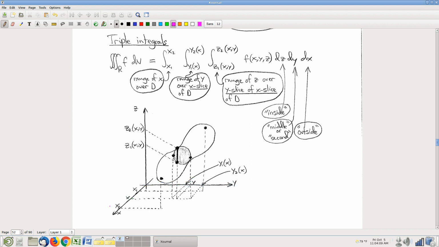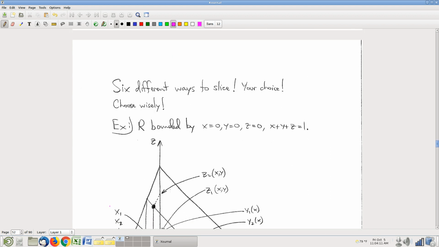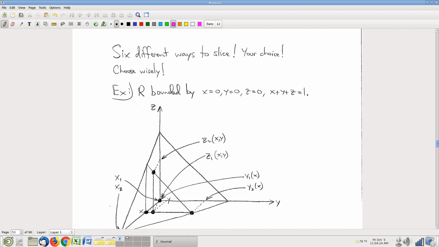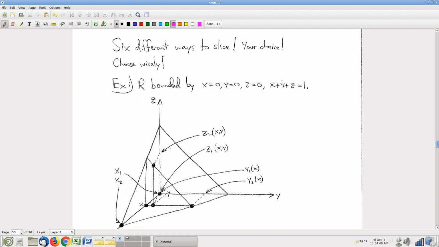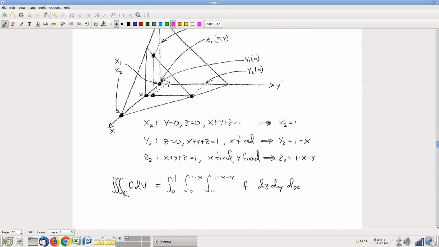So I've got a bunch of examples to go here. To your question, yeah, you've got 6 different ways that you can slice. There are 3 different choices for the outside differential. Having chosen one, you still have 2 different choices for how to order the inside differentials. So that's 6 options. Sometimes it doesn't matter. Sometimes it does. I'm going to make observations about this as we go along. So, yeah, it's a hard question. But first, let's just see how the slicing process goes.